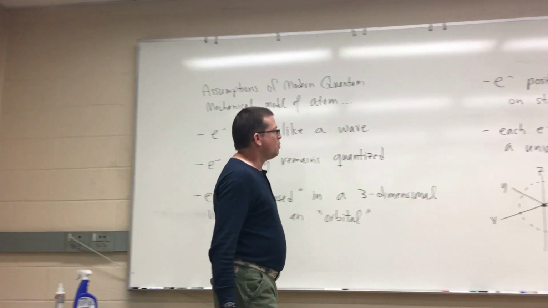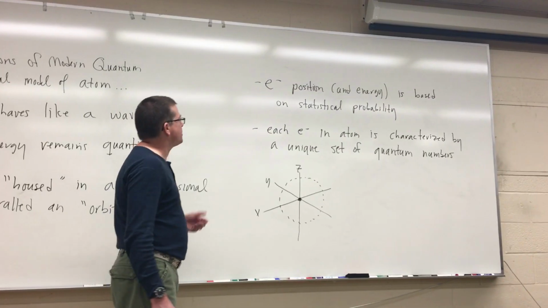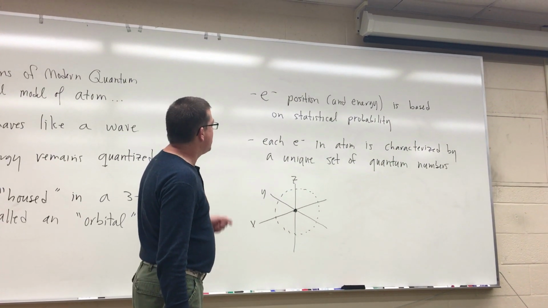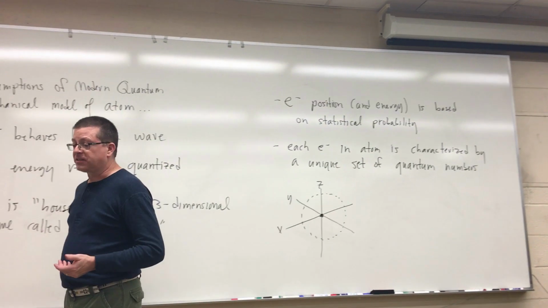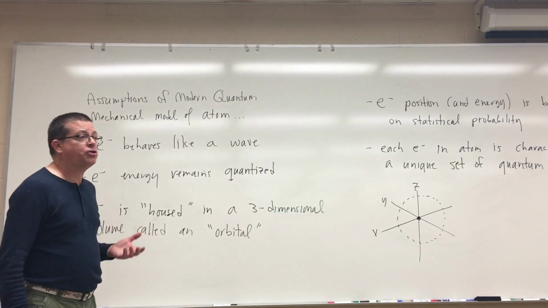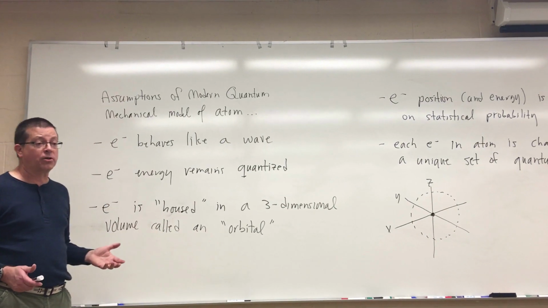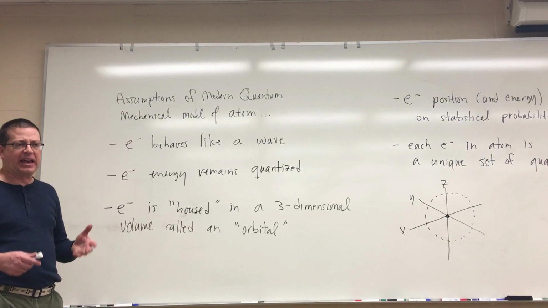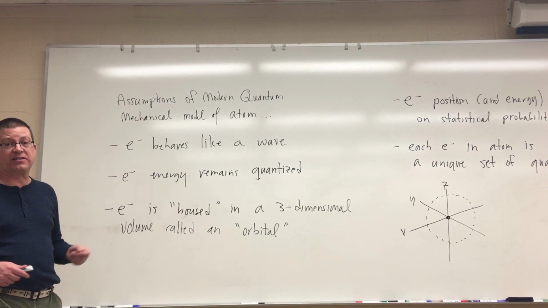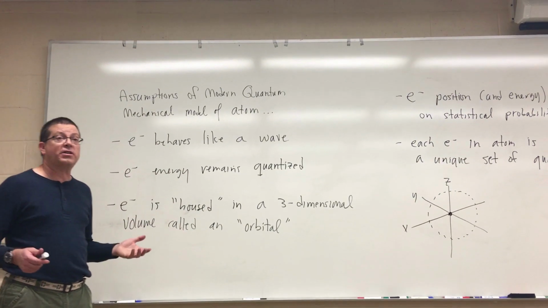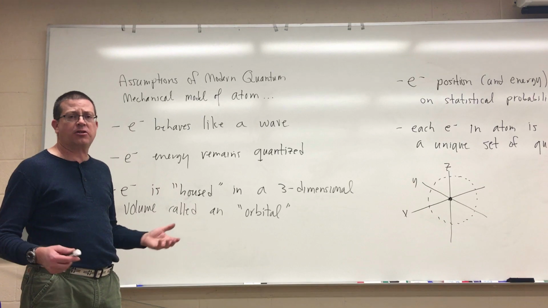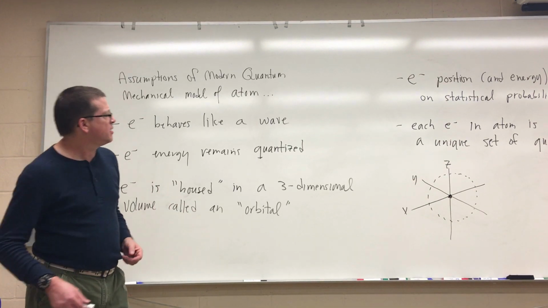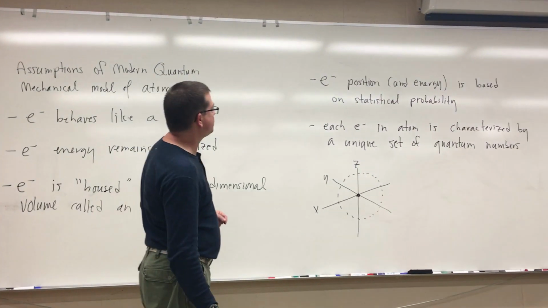Next, we can state something about the electron's position and its energy based upon statistical probability. When we start assigning, for example, an electron to a particular house or orbital, we can't say with any given certainty that the electron is actually there. We're just going to say with some degree of statistical probability, we believe the electron to be there. So that's another assumption of the model.